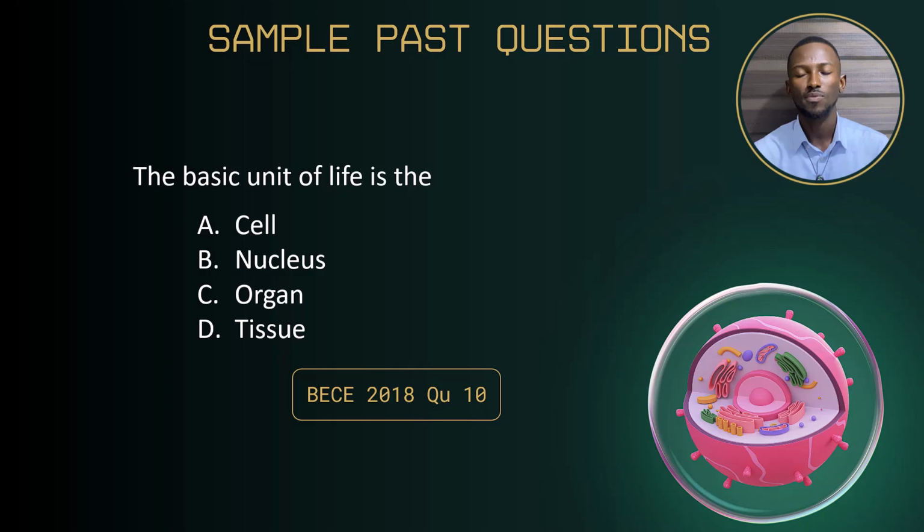The basic unit of life, what is it? What is the basic unit of life? What's the answer? We have cells, nucleus, organ, then we have tissue. This is 2018, question 10. What is the answer? Write the answer in the comment section. What do you think? Is it cell or is it nucleus? Is it an organ or is it tissue? Go watch this lesson if you forgot what the answer is.